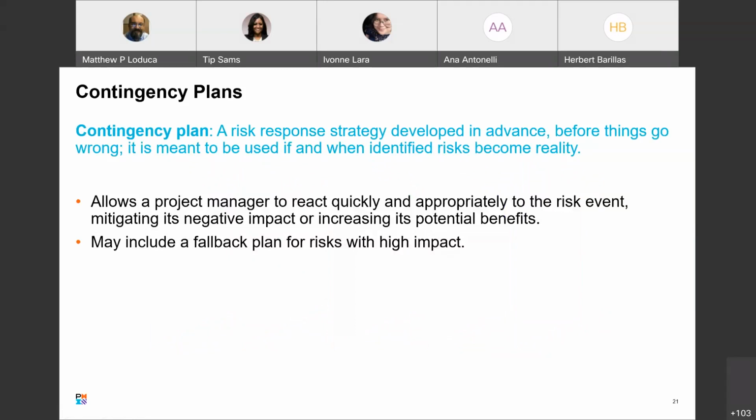And again, it may include fallback for risk with high impact. So, hey, before we do this, we're going to roll back because we don't want this to hit 1 million customers. So this is what we're looking at. Any question about contingency plans? Anything at all here? It's pretty simple stuff, but it's important to do these types of things, and it's important to know this for the exam. Questions? Boy, everybody's quiet today.